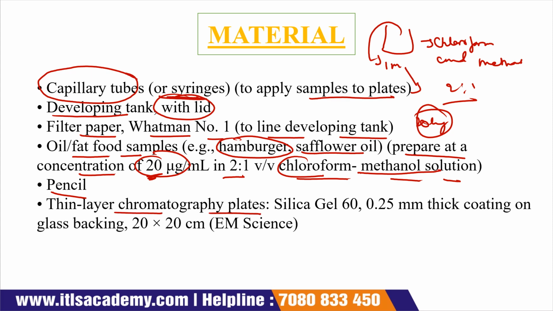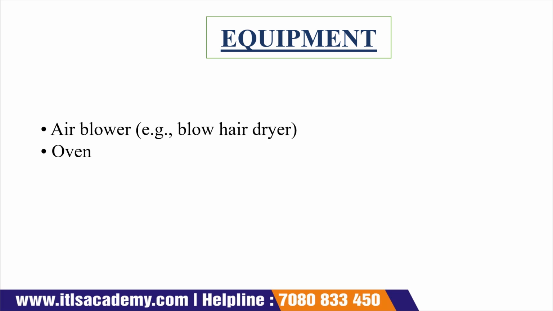These thin layer chromatography plates are coated with silica gel 60, and the thickness will be 0.25 mm, with a backing of 20 by 20 centimeter size. Now the next one is the equipment required for this experiment. We required a blower, that is a hair dryer, or an oven. So these two equipment we required, one is the air blower and one is the oven.